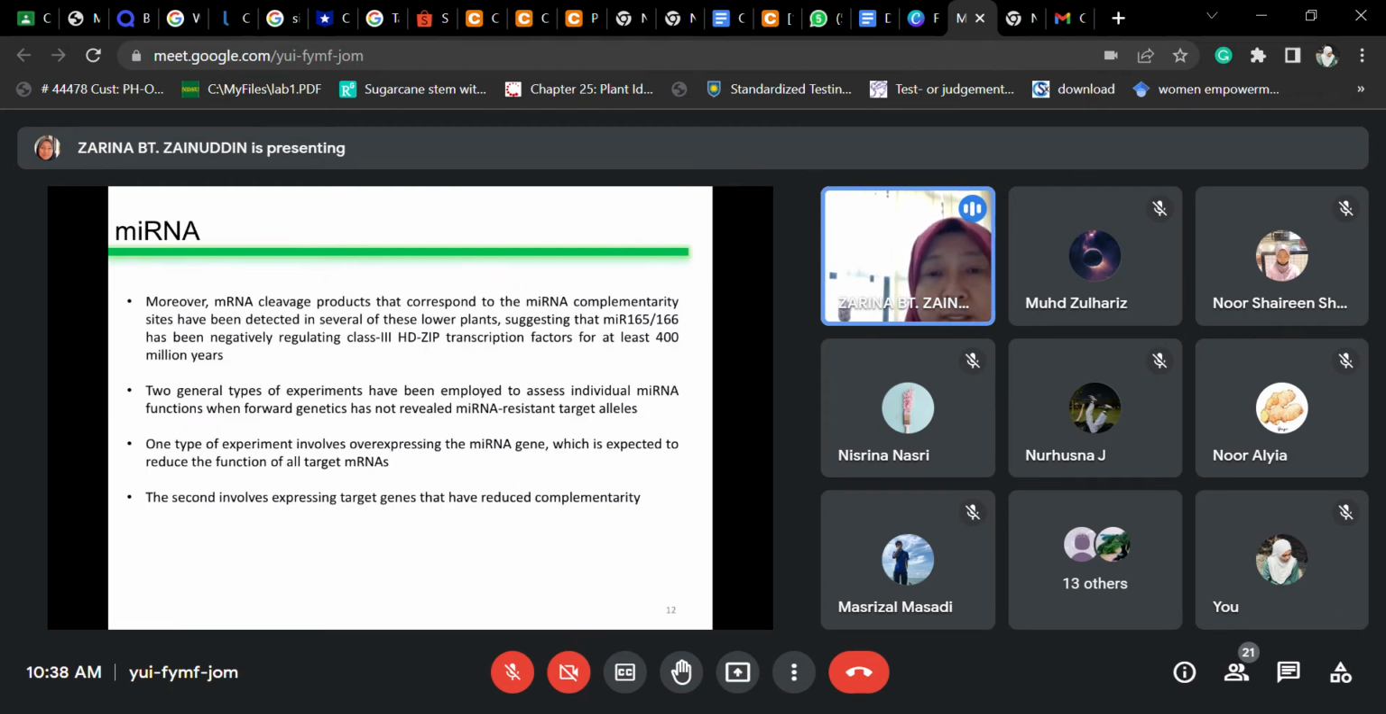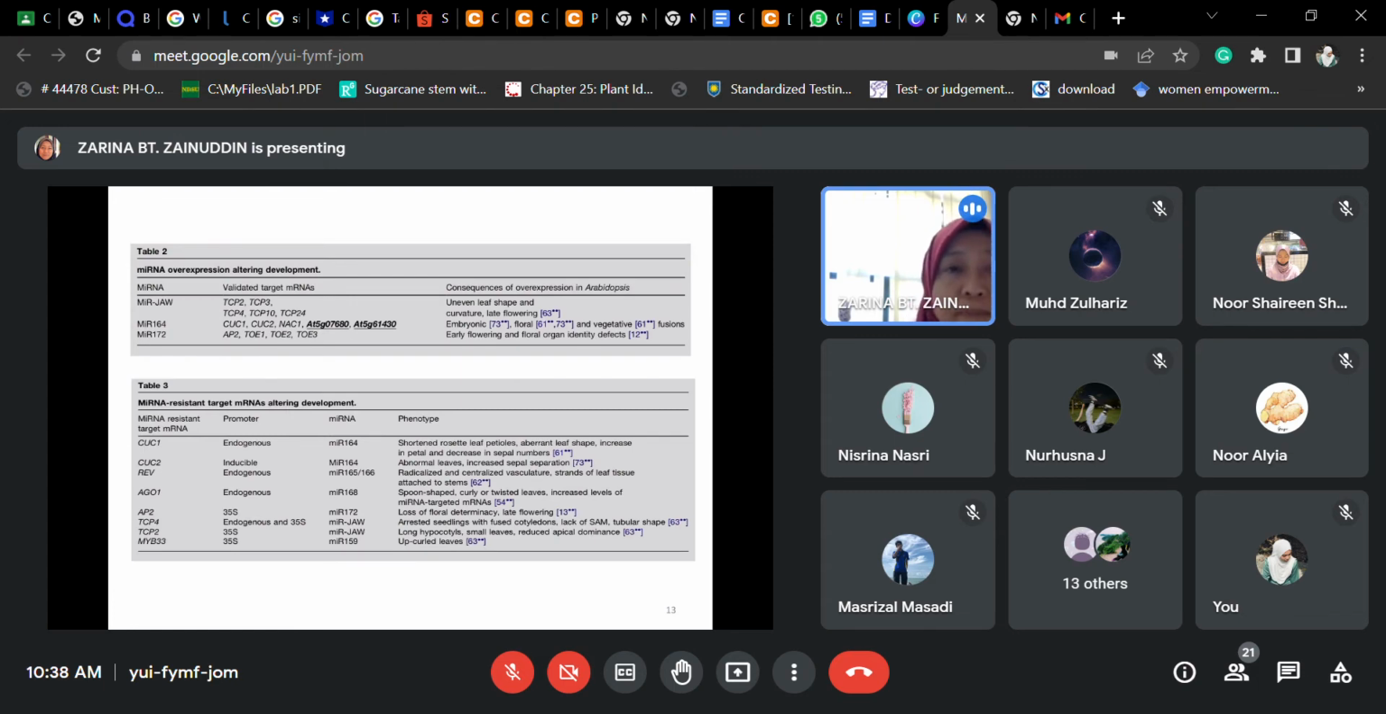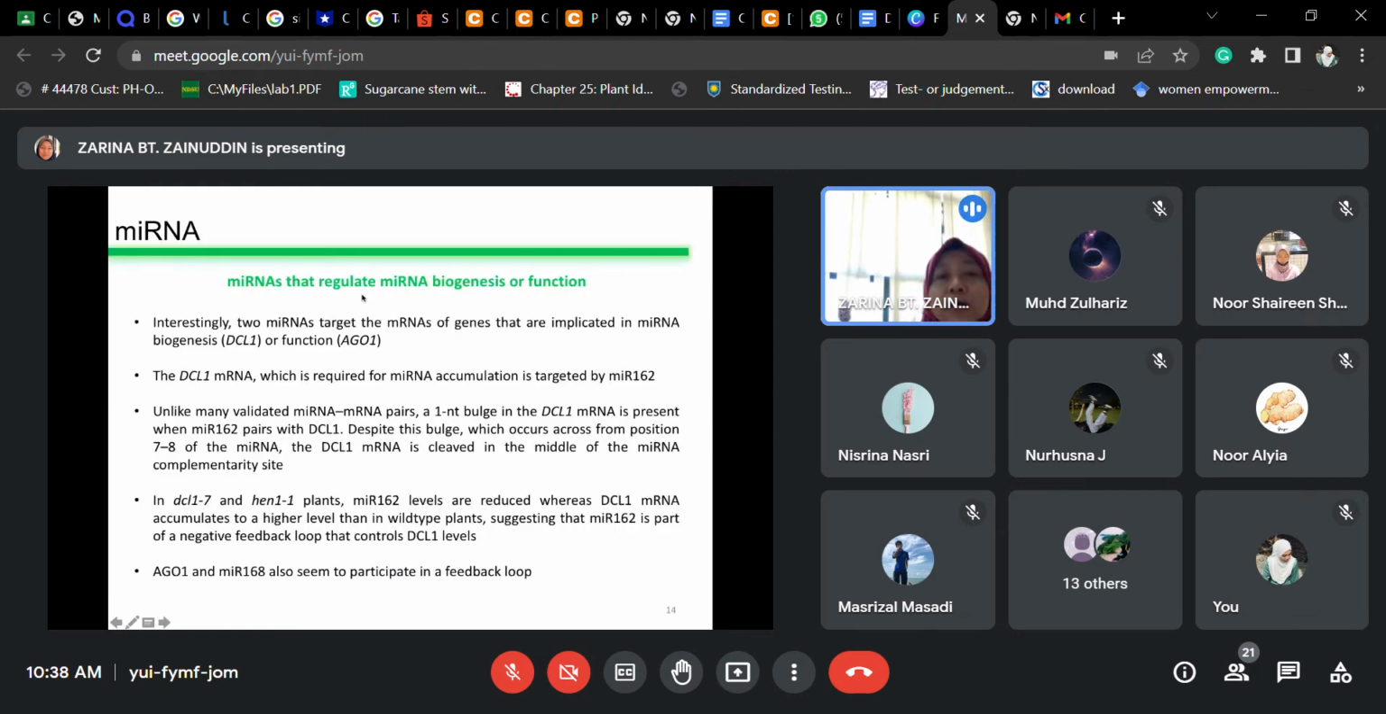All right, so that is one example, where microRNA regulates development. But at the same time, microRNA also regulates its own biogenesis and function. Interestingly, two microRNAs target the mRNAs of genes implicated in microRNA biogenesis, DCL1, or in microRNA function, Argonaute1. The DCL1 mRNA is targeted by microRNA 162.